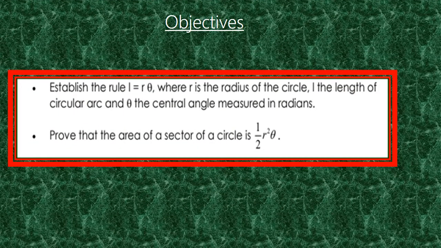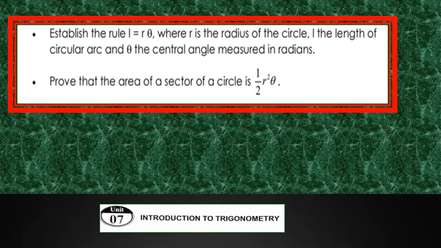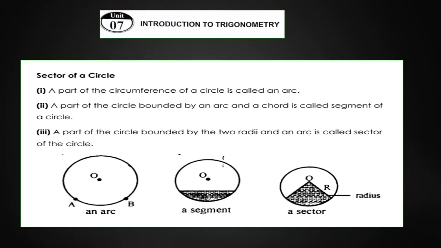Objectives: Number 1, establish the rule L is equal to r theta, where r is the radius of the circle, L is the length of the circular arc, and theta the central angle measured in radians. Number 2, prove that the area of a sector of a circle is 1 by 2 r square theta. Unit 7, Introduction to Trigonometry.